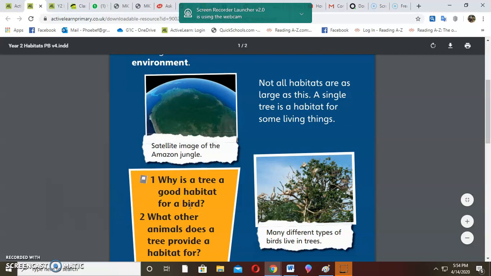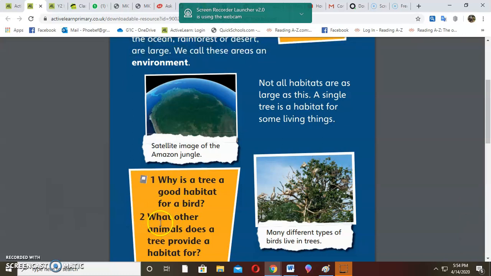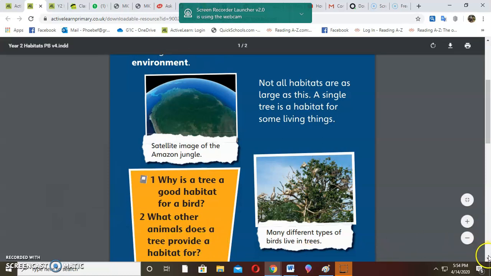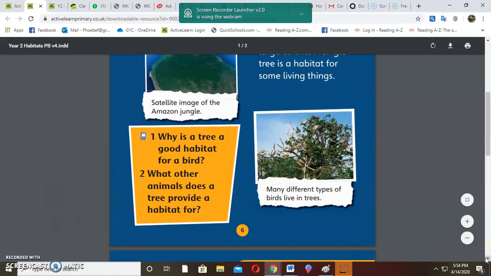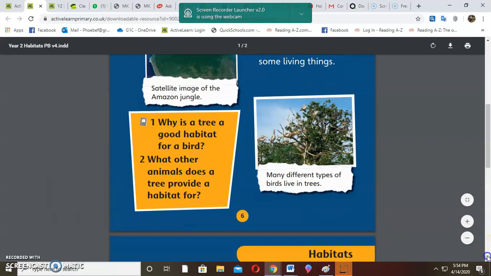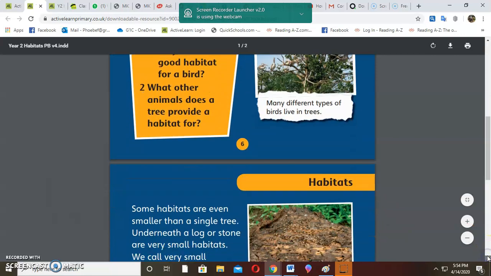Okay, so why is a tree a good habitat for a bird? That one now I want you to give me an answer. Okay, so what other animal does a tree provide a habitat for? So I want you to think about that and then you give me an answer. Okay.